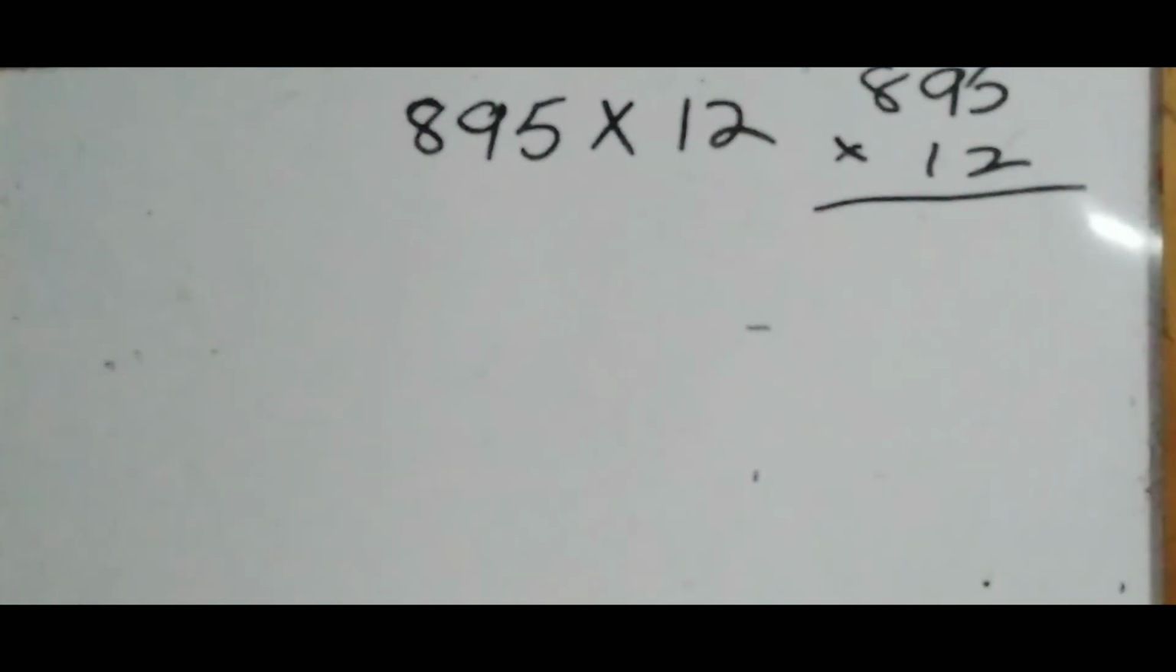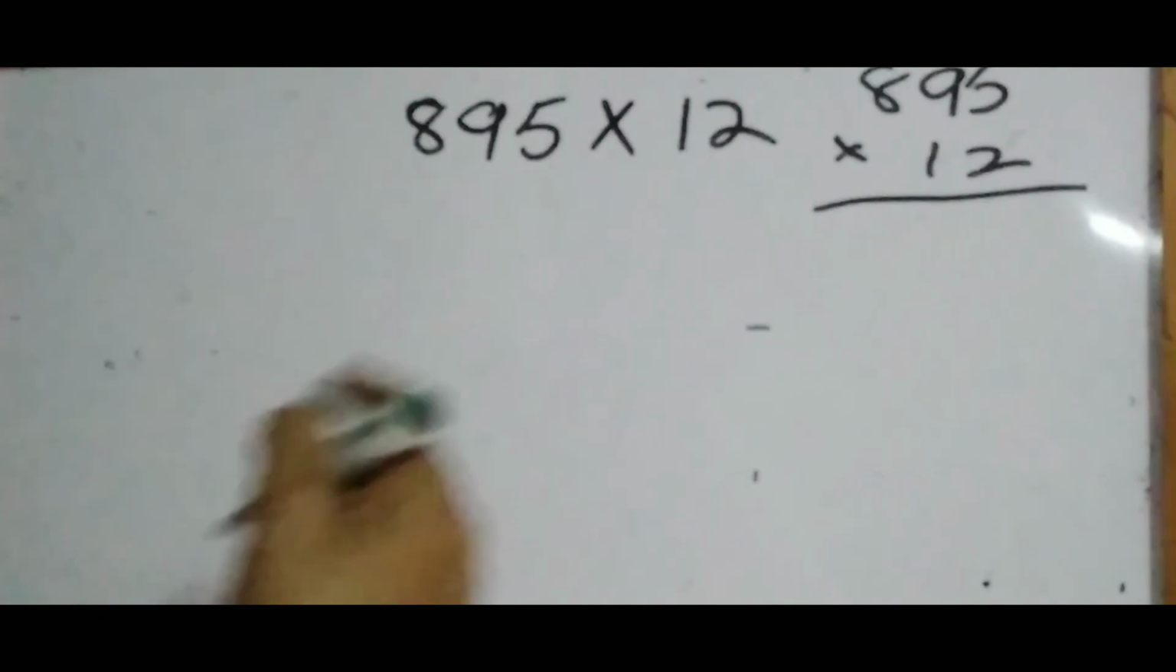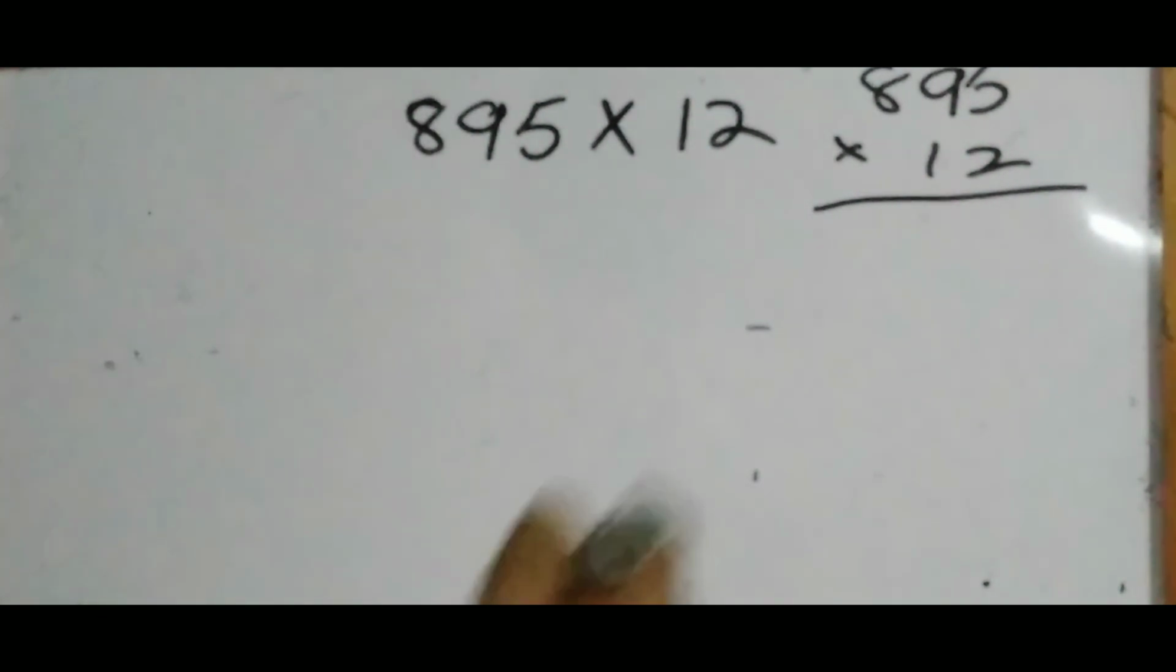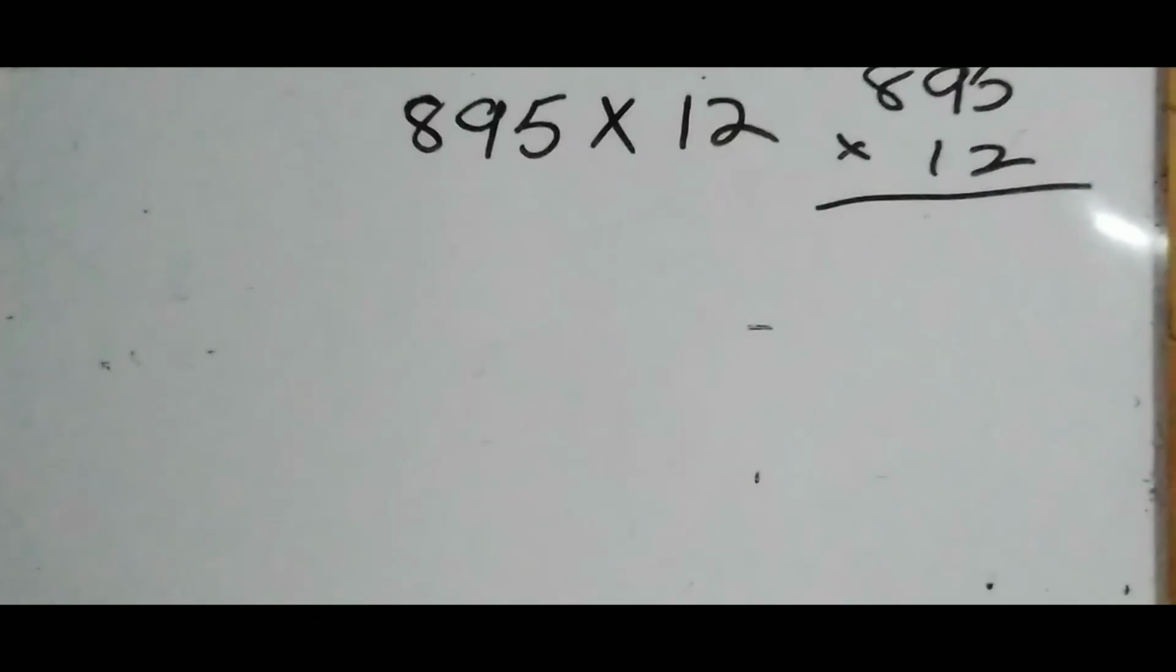All right, so we have 2 digits to multiply by here. So we start with the digit in the ones place. All right, so we're going to multiply using the 2 first. So we're going to use the 2 to multiply the 895. So let's go.